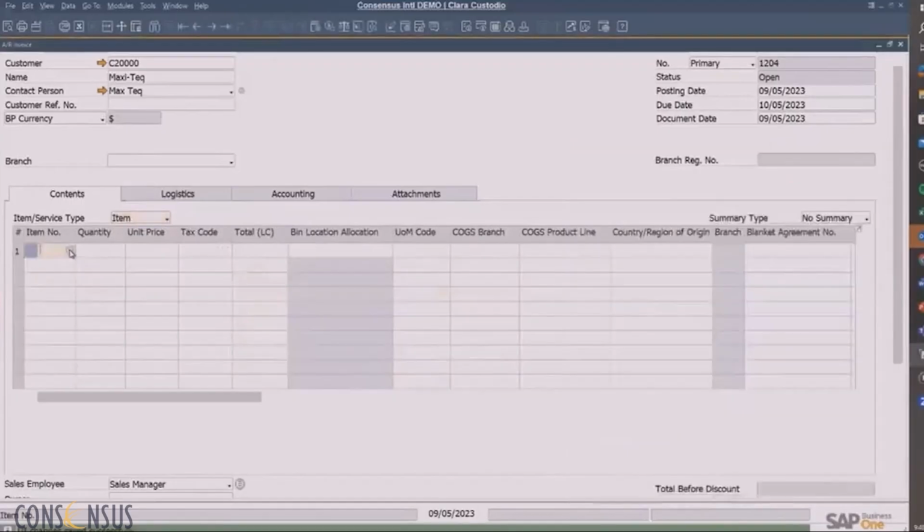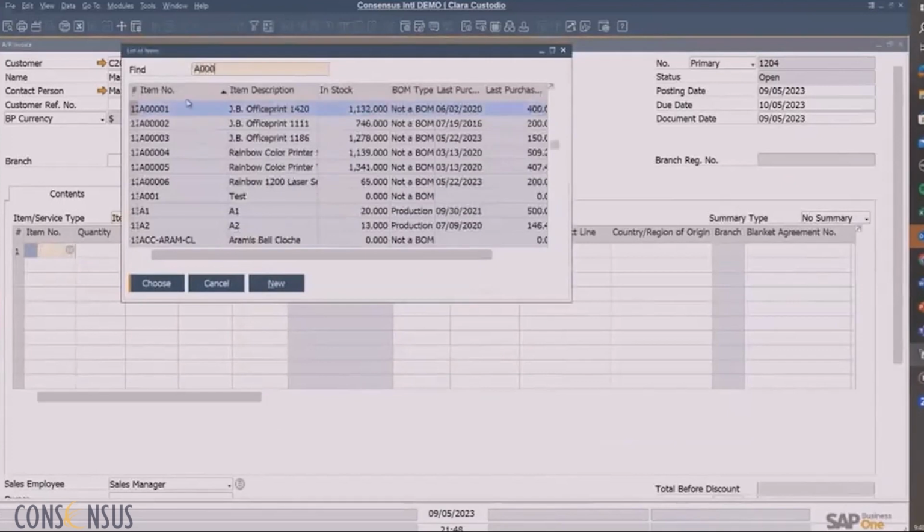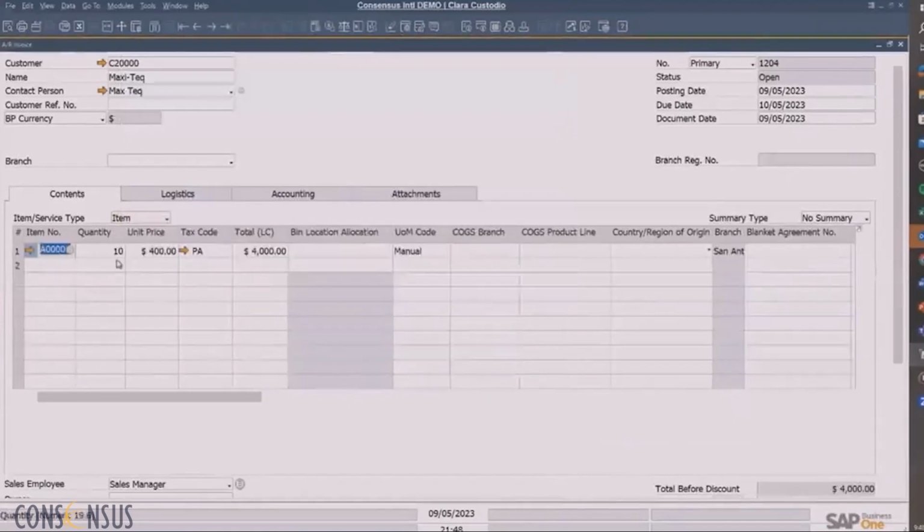So we're calling an item from our item master data. And I'm going to choose one of these printers. And I'm going to say that we sell them in packs of 10. And so the unit price is 400 and the total for this invoice is 4,000. But let's imagine that I have negotiated or for some reason I think, no, this is not correct. And I come here and I correct this total and I say 3,500. What is SAP doing here?